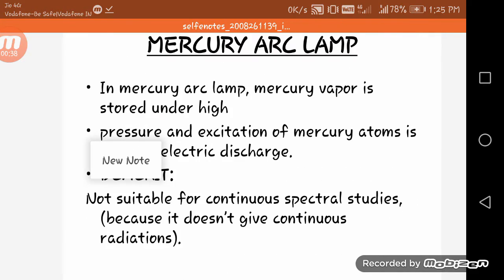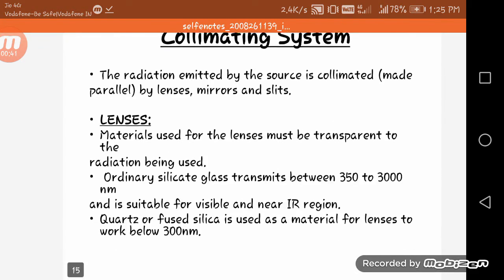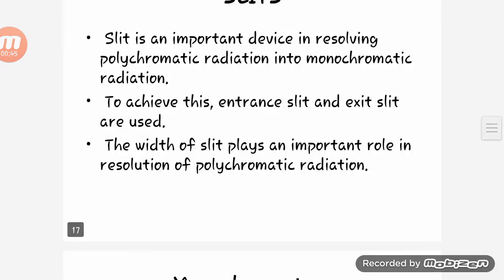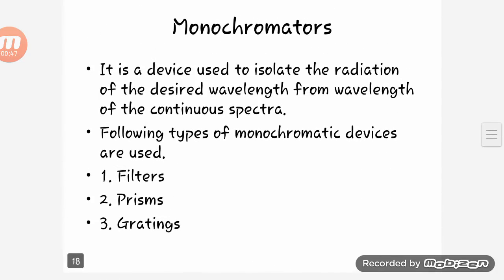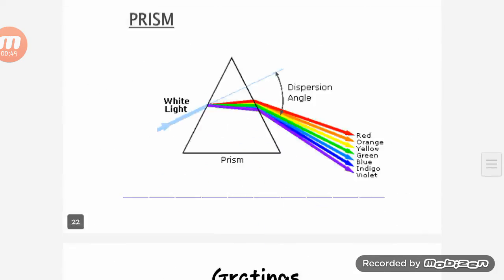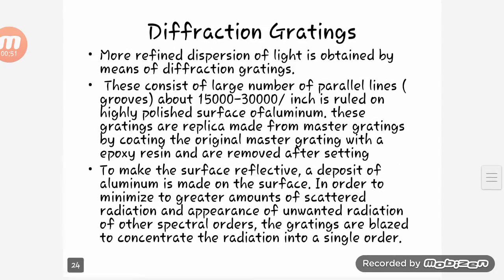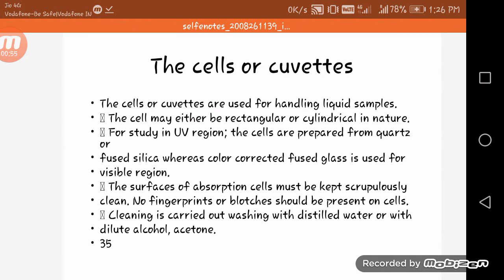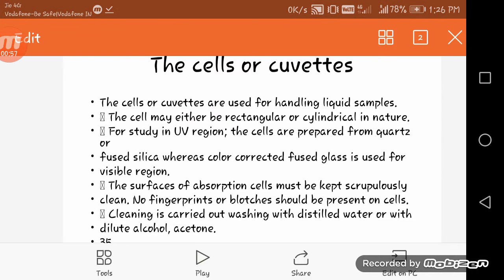We have completed different lamps which are used. Then the colorimetry system, then mirror. We have completed slits. Also we completed monochromator. We have completed in this prism and grating. We last completed this in the previous lecture. Now is the cell, the sample cell carrier.